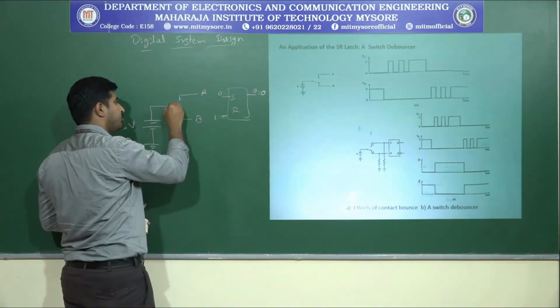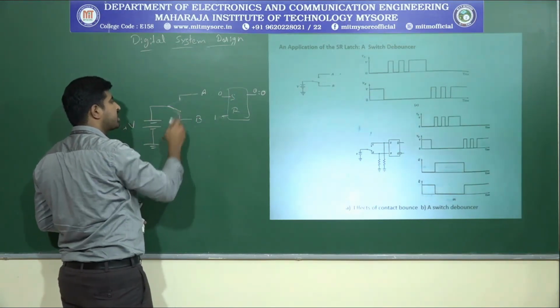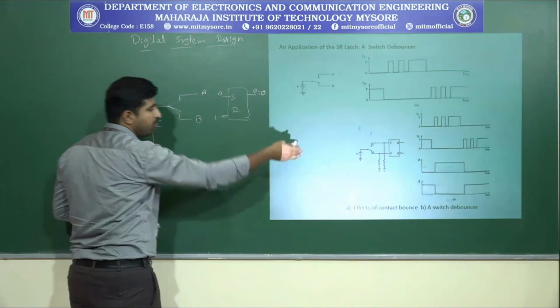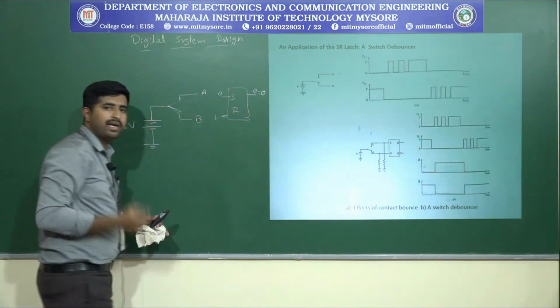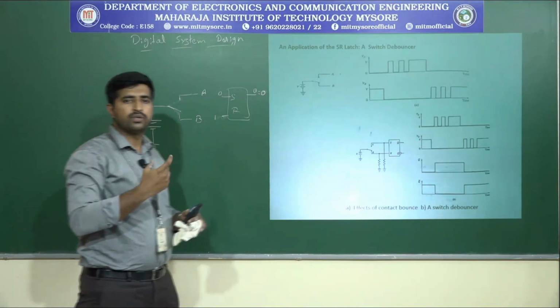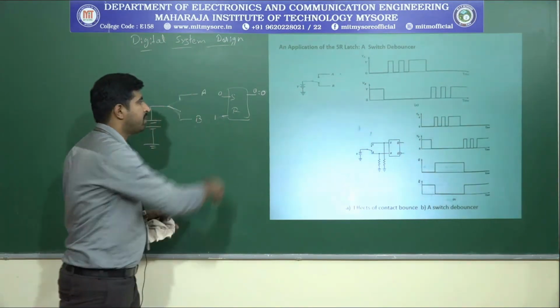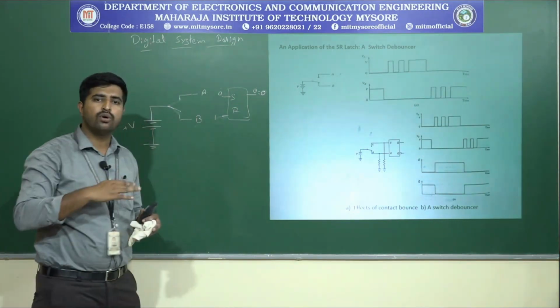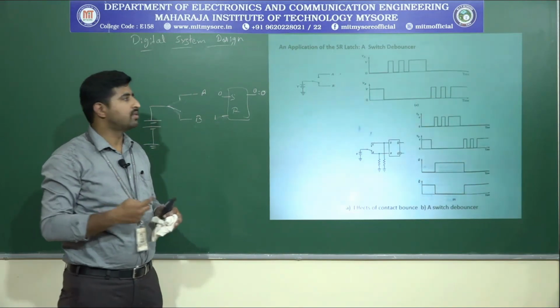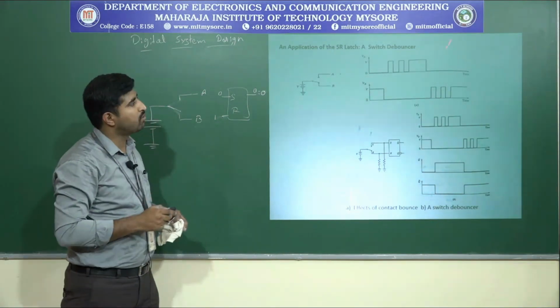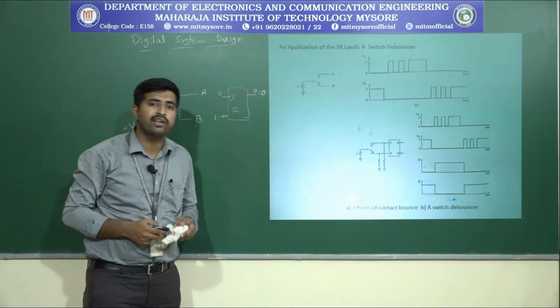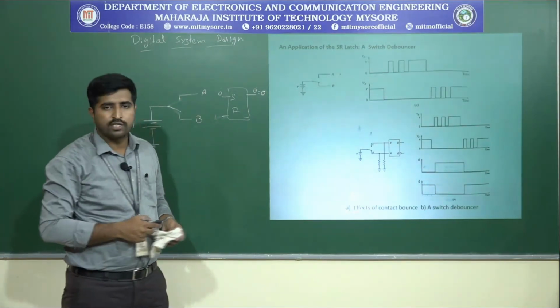Even due to the bouncing action, if the contact is away from A, due to the pull down resistors S and R will be 0 0. When S and R are 0, the latch maintains the previous state, so there is no bouncing action. This is the switch debouncer, an application of an SR latch. I hope you understood this.